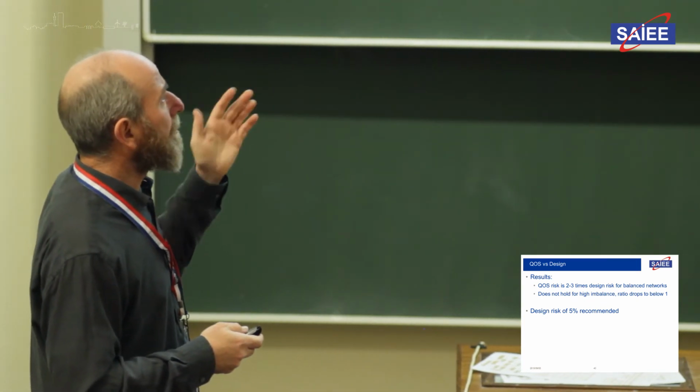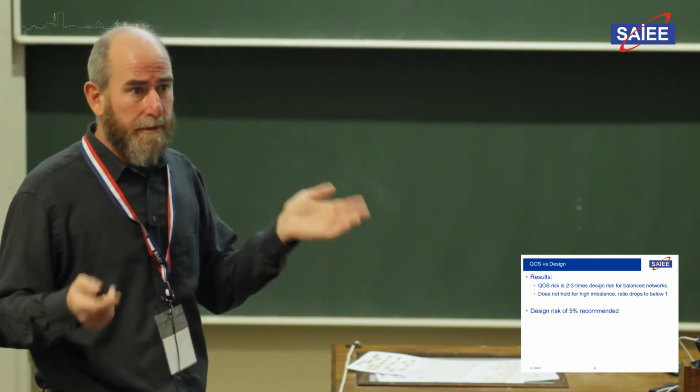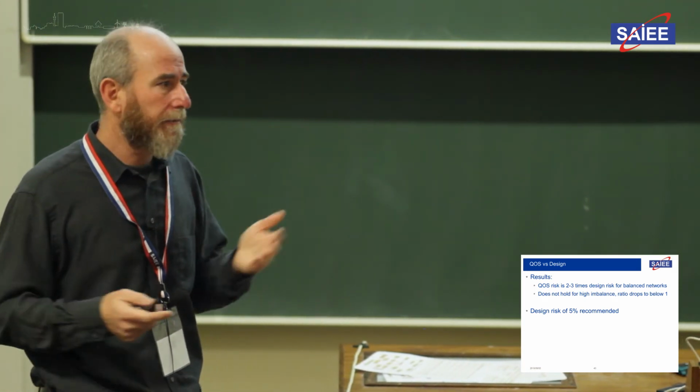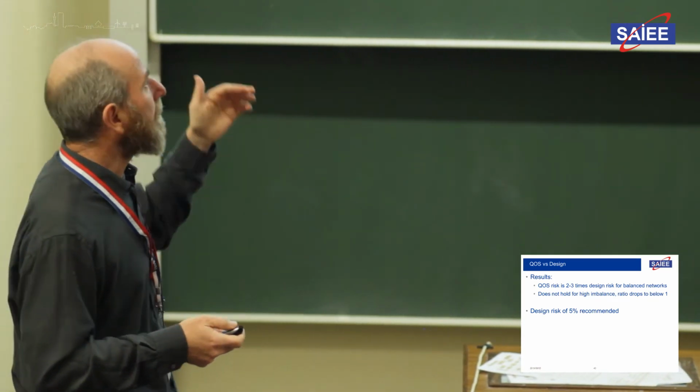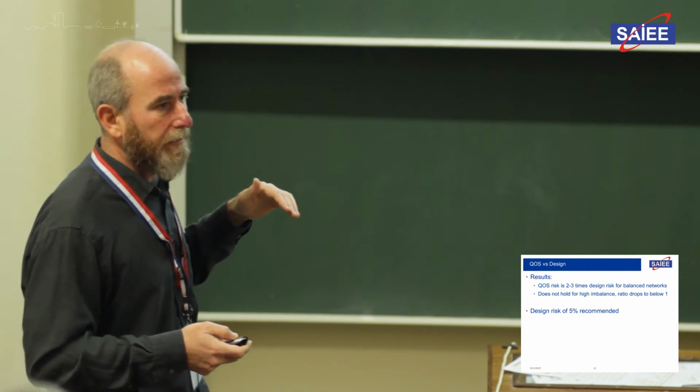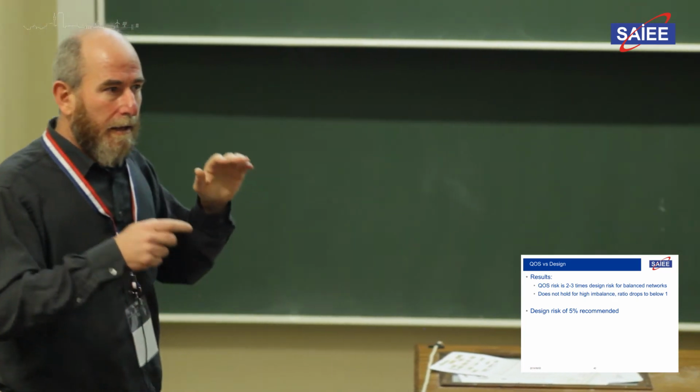So we're saying it's roughly 2 to 3 times. So logically, if you want a 10% risk, so 1 out of 10 of your networks to not work, 9 out of 10 to work, and the one you're going to go and fix up, what you need to do is reduce the design risk to either 3% or 5%. Okay?